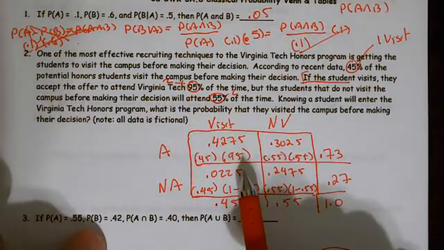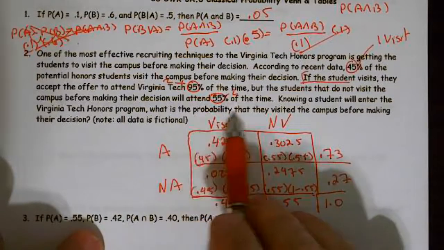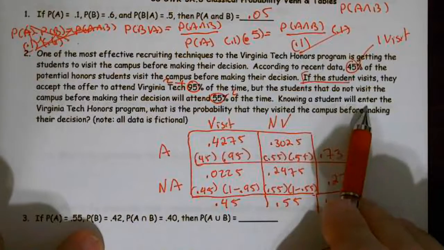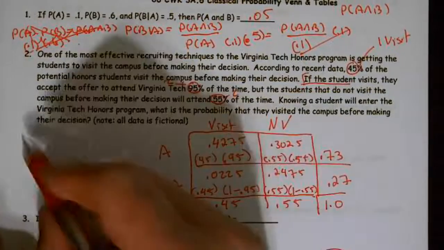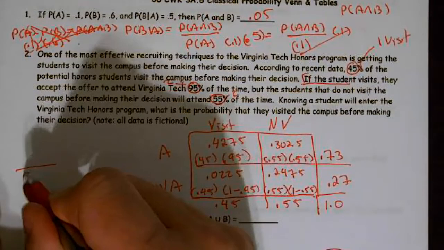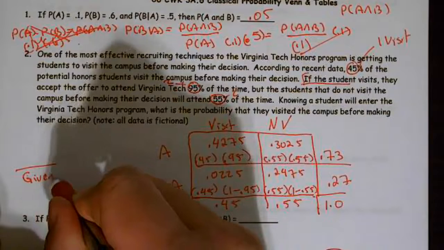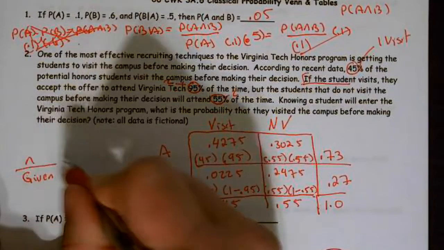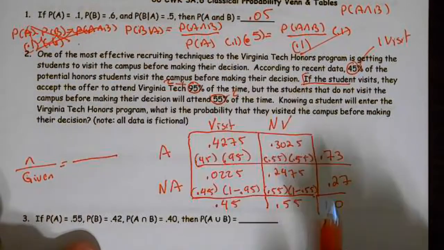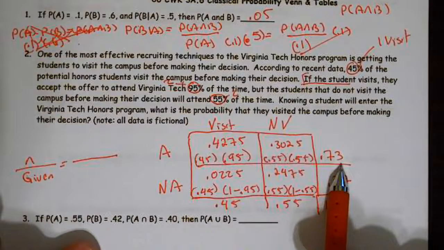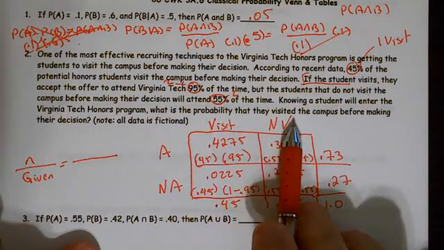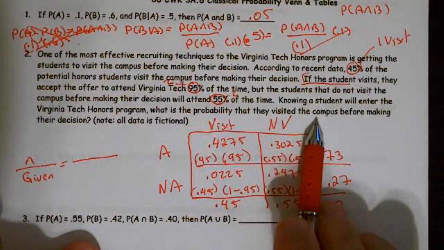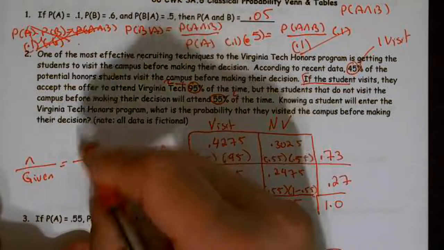All right. Well, what was our question? What's the probability, knowing a student will enter the Virginia college? Remember, it's always intersection over given. In our intersection, well, first off, our given here is they're going to attend. So this is going to be 0.73.